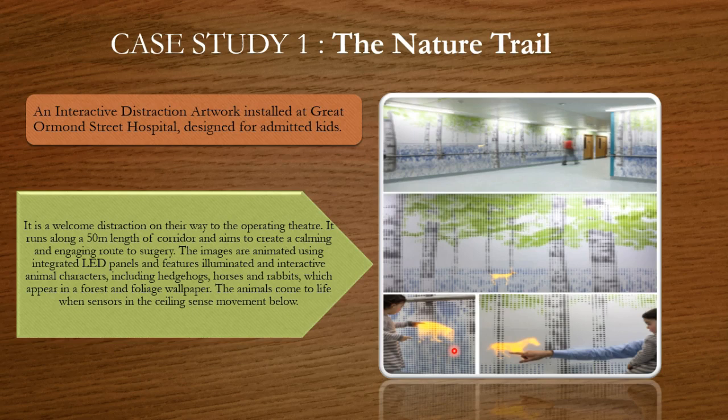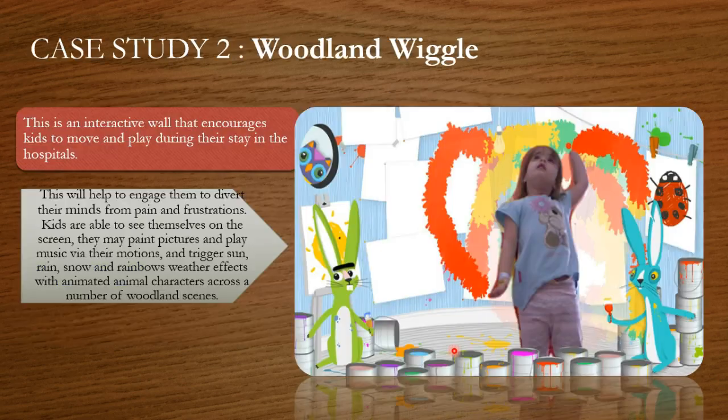They are sensing the movement. So that's the first one. And the second one is a woodland wiggle. It's also used in hospitals to divert the kids' minds from pain and frustration. Kids are able to see themselves on the screen. They may paint pictures and they can play music. And also they can see animated characters around them in different woodland scenes.